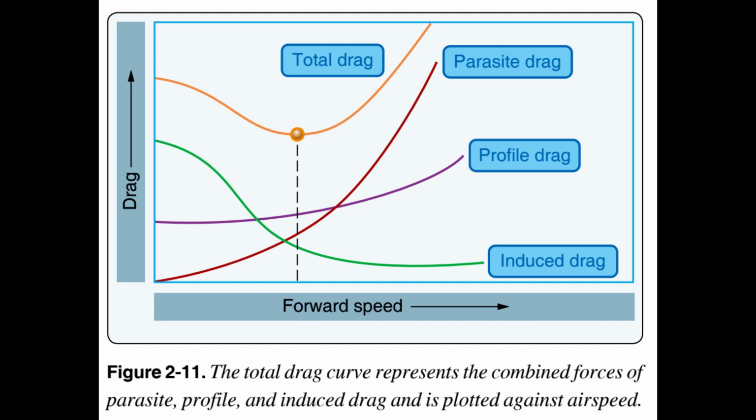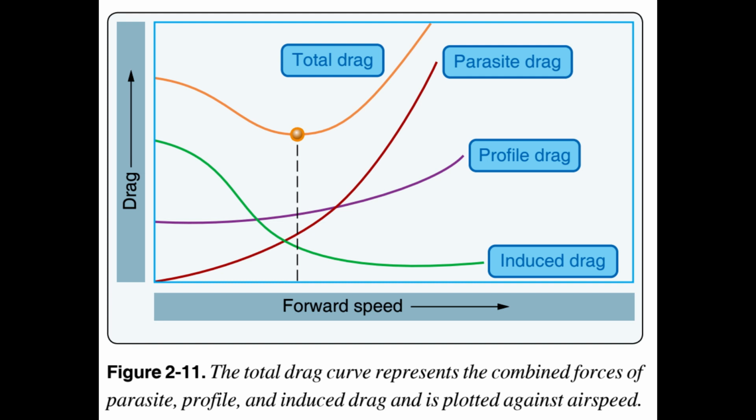Total drag. Total drag for a helicopter is the sum of all 3 drag forces. Figure 2.11. As airspeed increases, parasite drag increases, while induced drag decreases. Profile drag remains relatively constant throughout the speed range with some increase at higher airspeeds.